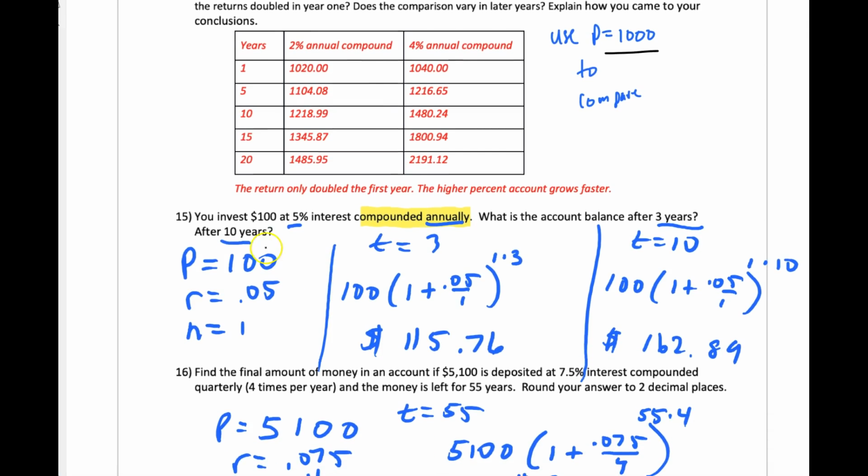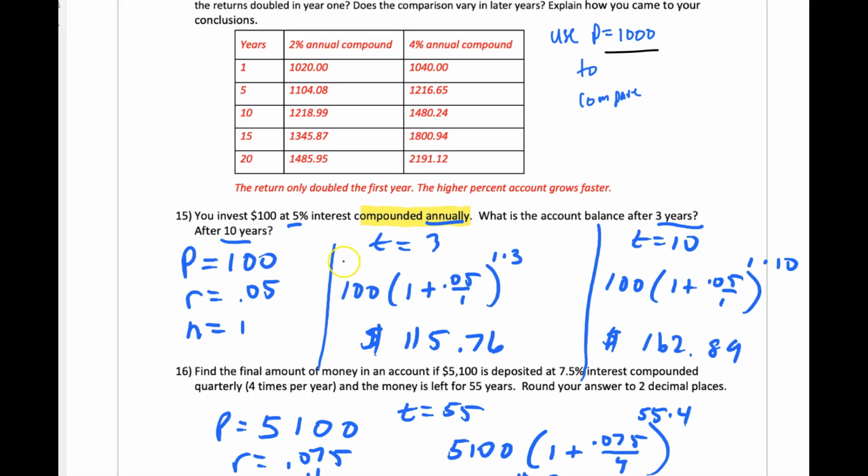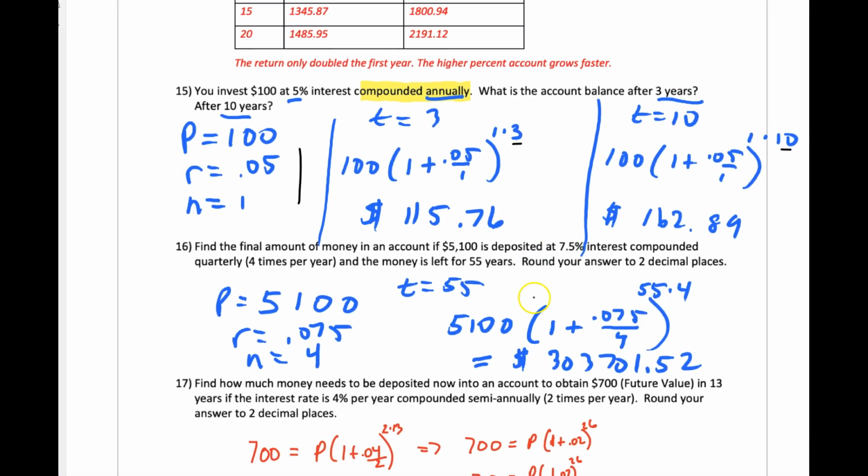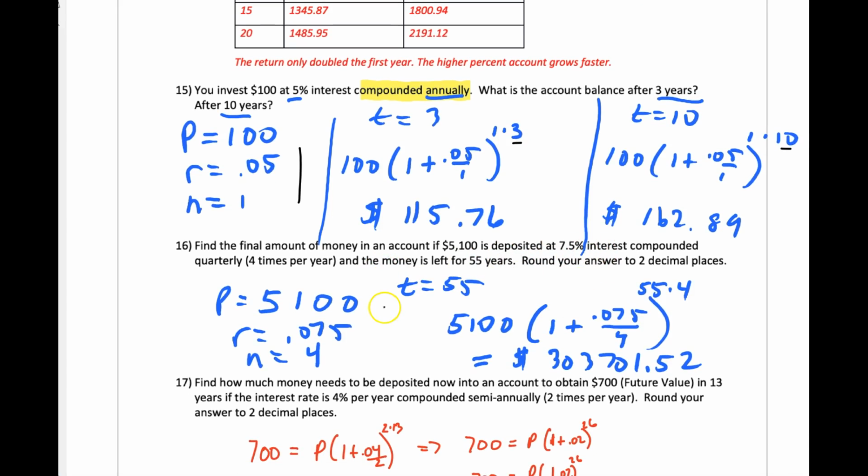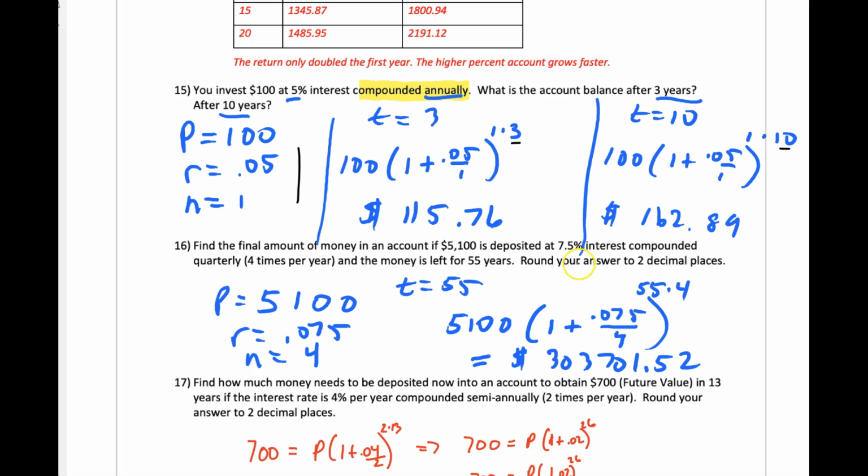And so looking at some problems here: you invest 100 at 5% compounded annually. What is the amount after 3 years? Notice here are our numbers, here's the equation, and this is your amount after 3 years and then after 10 years. Notice how I plug those numbers in. There's your 3 and there's your 10. And so we're compounding our money, and we're just doing different examples here.